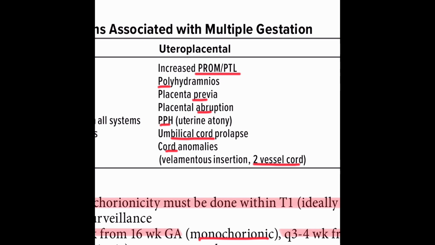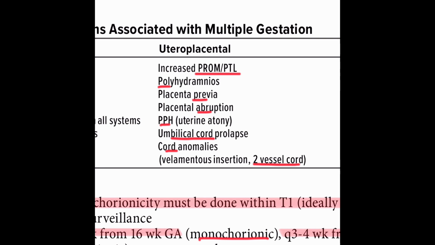Talking about uteroplacental, then there would be, of course, if it is monochorionic, now the placenta is trying to provide for both of the babies, or even more babies. So premature rupture of membrane, there would be insufficiency, right? So it could be even preterm labor, premature rupture of membrane, polyhydramnios, placenta previa. See, now more than one baby needs to get their placenta inserted.